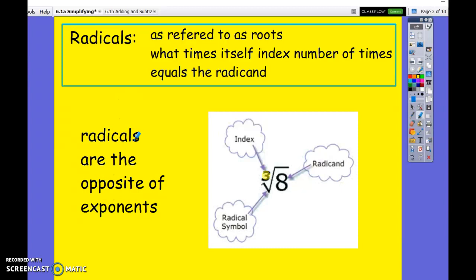Basically, radicals are the opposite of exponents. So with exponents, if you had 2 to the third, it was telling you to take 2 times itself 3 times. A radical is undoing that action. So radicals and exponents are opposites. They would cancel each other out, just like addition and subtraction are opposites. If you add 5 and then subtract 5, they cancel each other out.